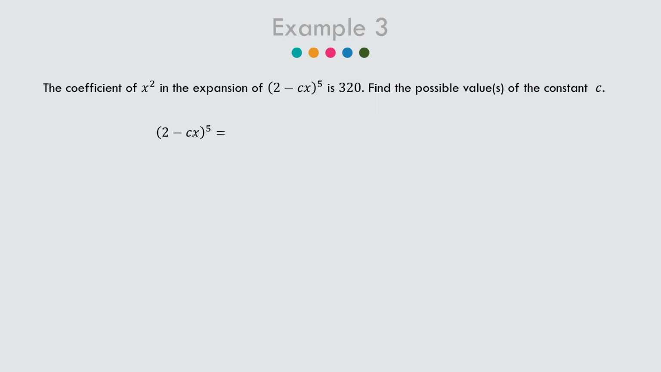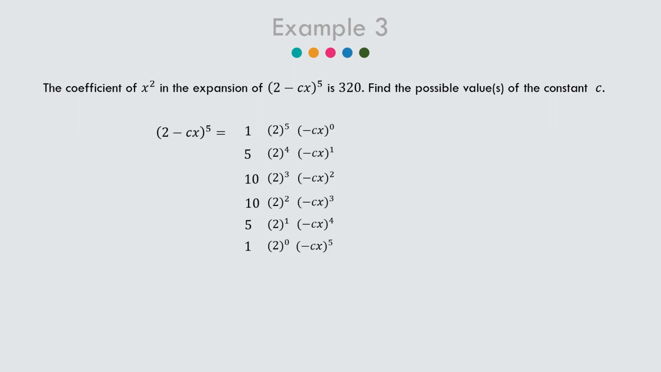Here is a slightly more difficult example. We are given one of the coefficients, but the value of c is missing. We need to find c. To complete this question, let's write down what we know. So, first we write down the values from Pascal's triangle for the 6th row. Next, we take our value for a, which is 2, the first value in our brackets, and write that in descending powers. Then we take our value for b, which is minus cx, the second value in our brackets, and write that in ascending powers.